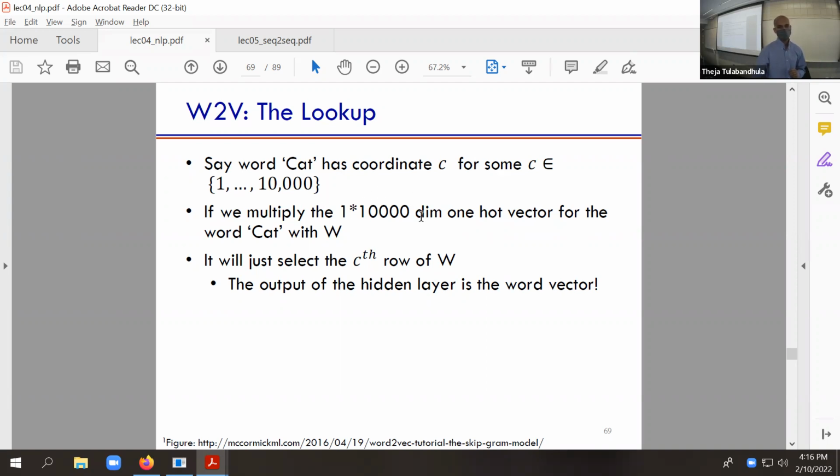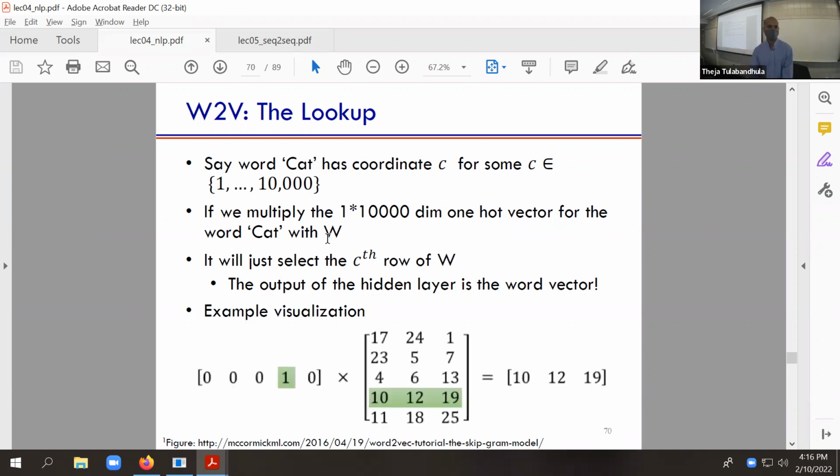If you multiply this one-hot encoded vector with W, what happens? All it's doing is selecting one row of this W. This is kind of straightforward. Let's say cat is the 4th coordinate. It's simplified here, so the number of words is only 5. Let's say cat is the 4th word in the vocabulary. Remember we defined W to be the transpose version, so it has number of words as rows, and number of features as columns.